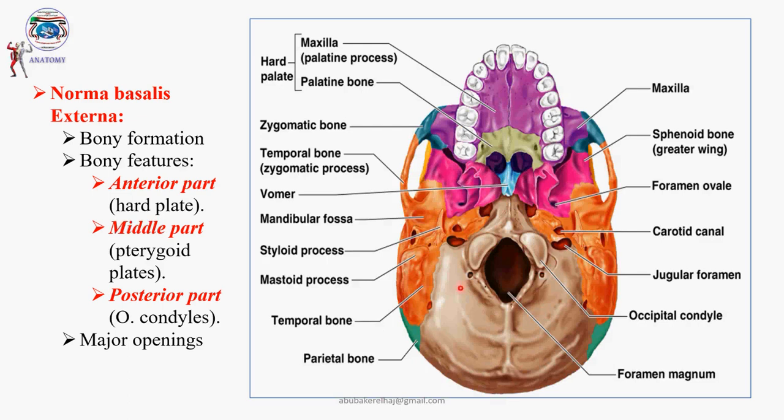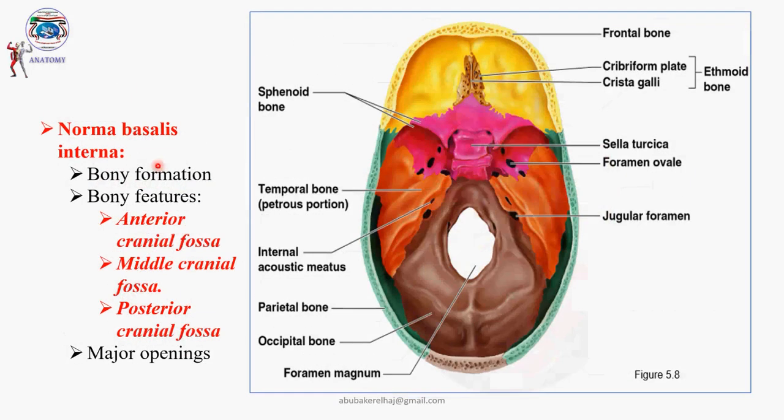Then most posteriorly we have this foramen, which is related to the hypoglossal nerve, and also this is the large foramen at the landmark between the two occipital condyles, the foramen magnum, which communicates the brain with the spinal cord. Okay, the norma basalis interna.